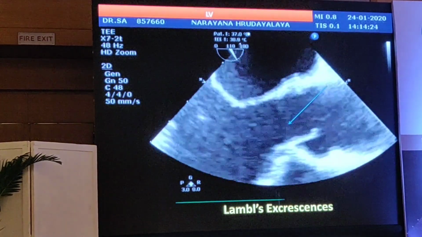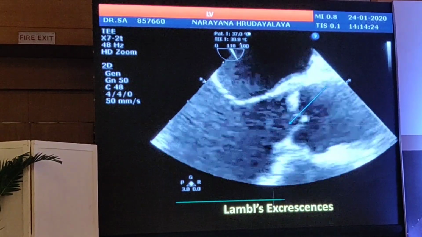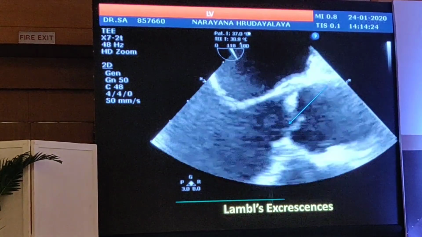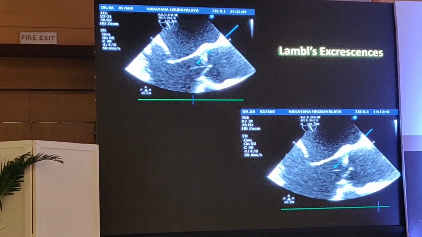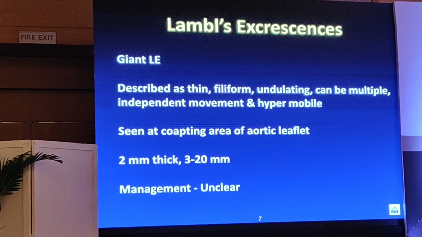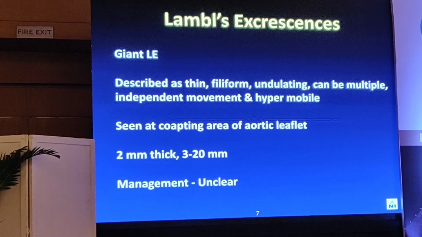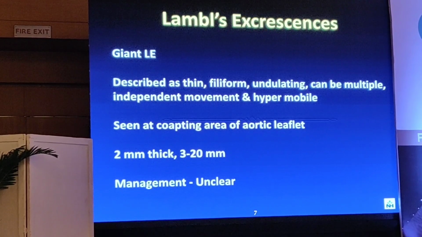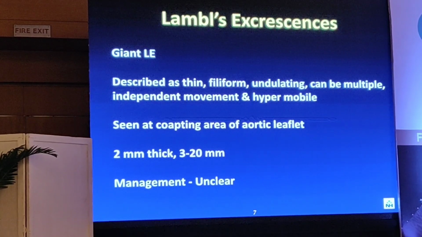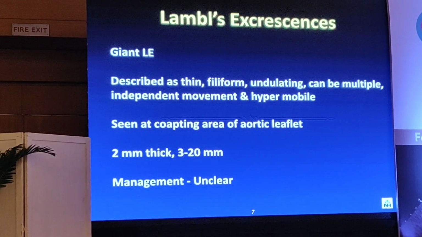And this is another example. These are really prominent, obvious ones. Sometimes you see them very, very faint, but you can definitely pick them up on TEE. And this is again Lambl's excrescences. Just a brief definition: it is described as thin, filiform, undulating, can be multiple, and can also be clustered. It has its own independent movement and is hypermobile. So this is the typical description.